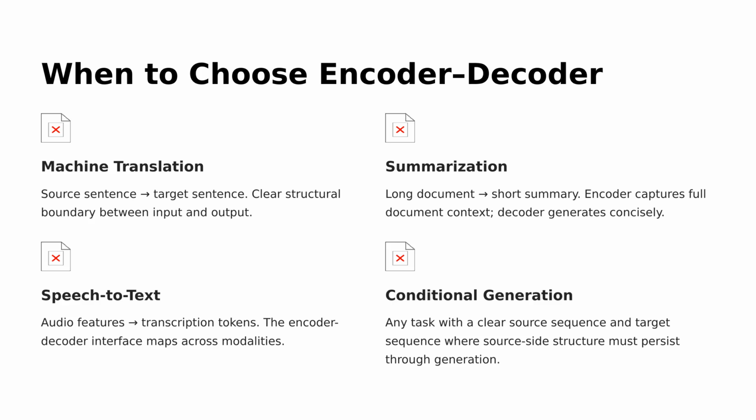Choose an encoder-decoder model when there's a clear mapping from an input sequence to a different output sequence. Classic examples include machine translation, where a source sentence becomes a target sentence, and summarization, where a long document is compressed into a short summary. It's also a strong fit for speech to text, since the encoder handles audio features and the decoder produces words. More generally, it works well whenever source structure needs to guide generation.